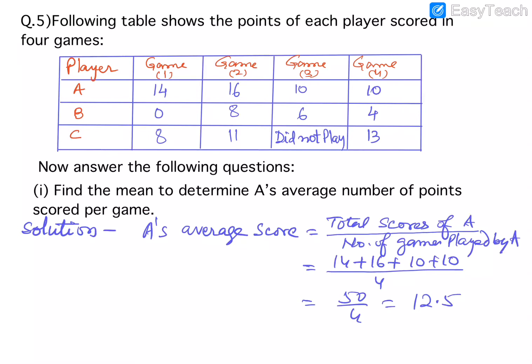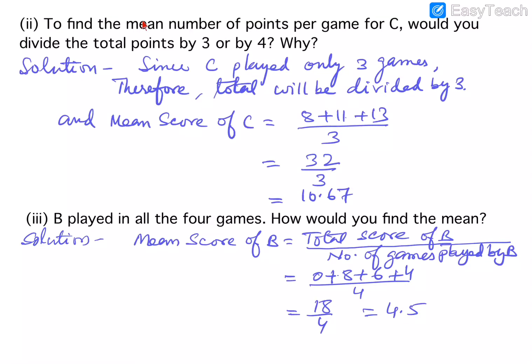Here we have to find the average, the mean of the score, for player A. So A's average score will be given by total scores of A upon number of games, that is number of observations, which are 4. So total scores for the player A is 14 plus 16 plus 10 plus 10 divided by 4, and the result is 12.5.